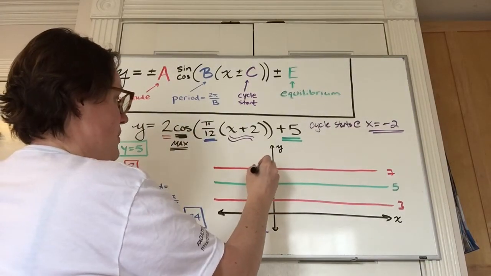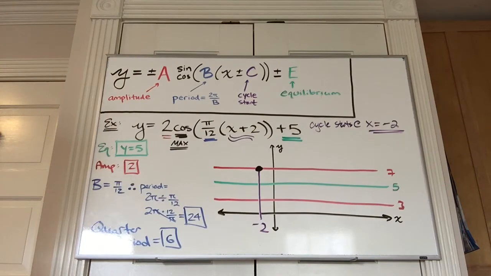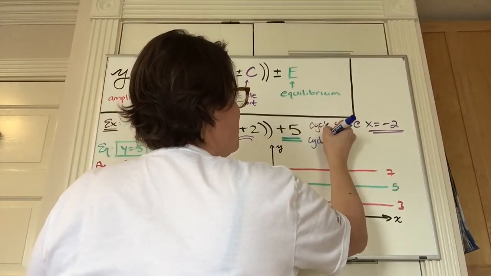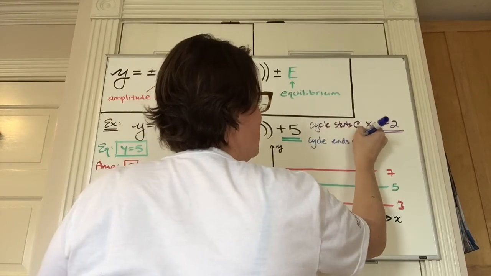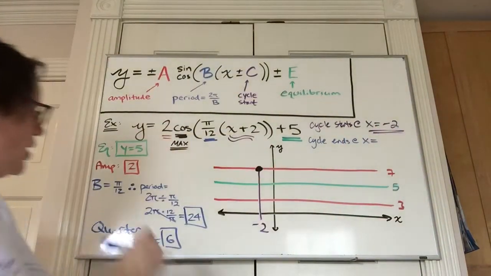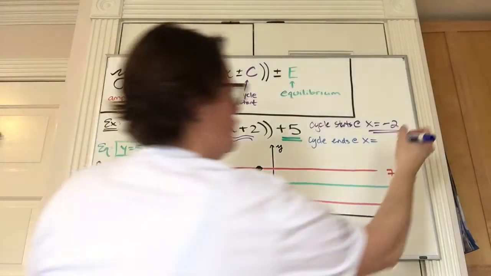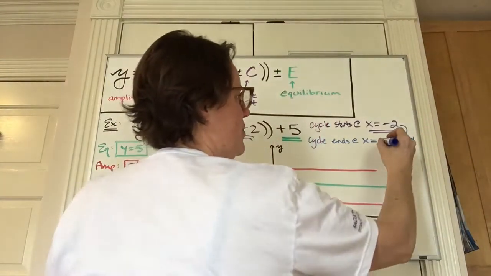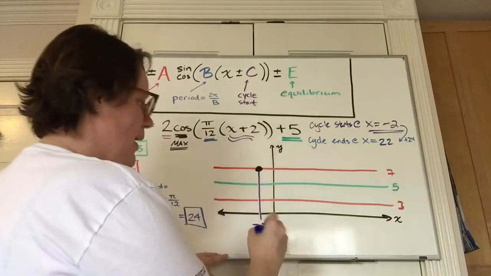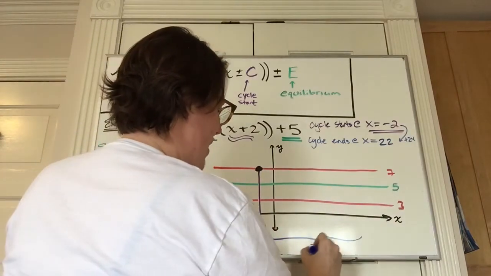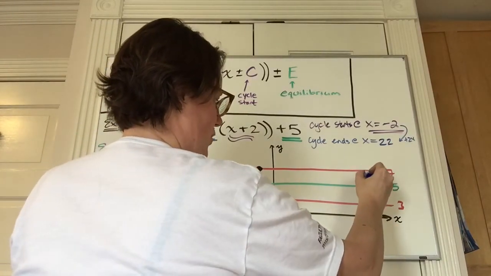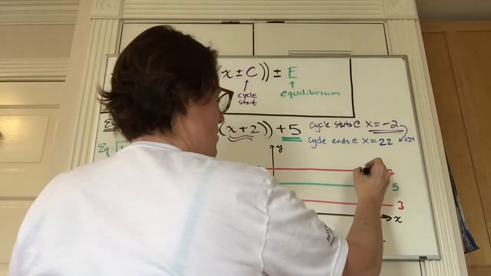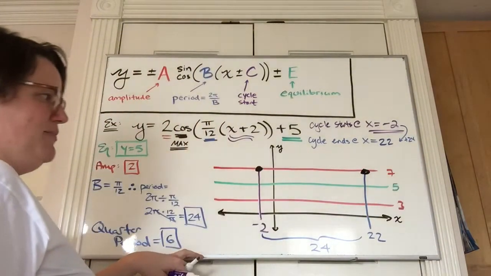Cosine starts at its maximum. All right, how do I know where that cycle ends? Well, the cycle ends precisely 1 period later. We concluded that this graph has a period of 24. So if you add 24 to this, -2 plus 24 is 22. That means a full 24 units later, let's call this x of 22, my graph has finished a full cosine cycle. I'm back up at maximum.